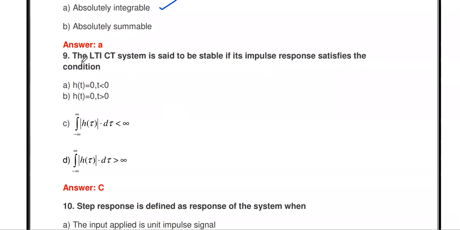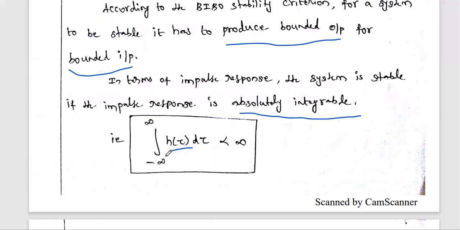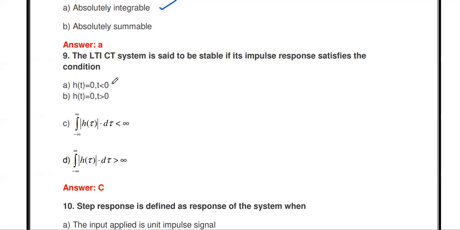Next, the LTI CT system is said to be stable if its impulse response satisfies the condition we discussed: the integration from minus infinity to infinity of h of tau d tau should be less than infinity, or h of t dt should be less than infinity. Both are the same. Here four conditions are given. First, h of t equal to 0 for t less than 0: this is the condition for causality. Second, h of t equal to 0 for t greater than 0: no. Third, the integration from minus infinity to infinity of modulus of h of tau d tau should be less than infinity. This is the correct answer, the condition to be satisfied by the system to be stable.